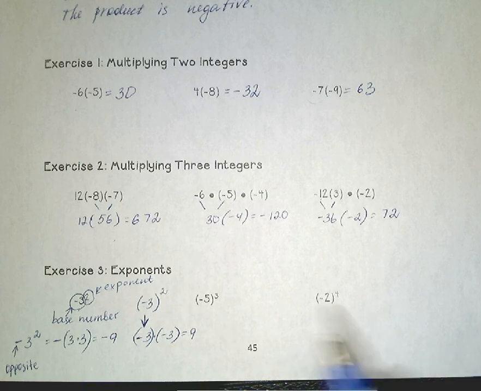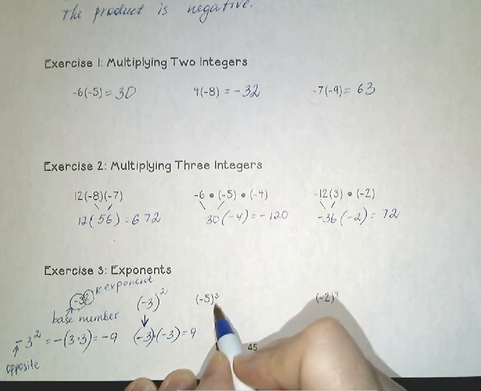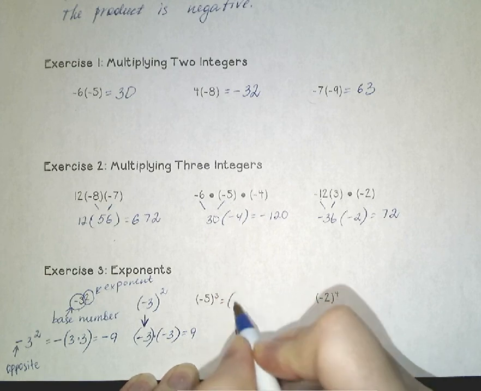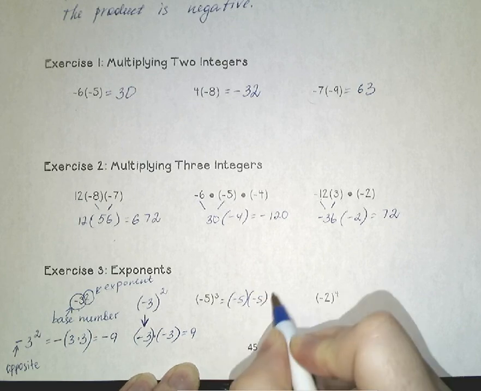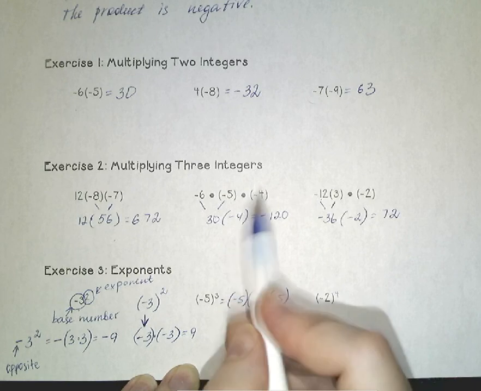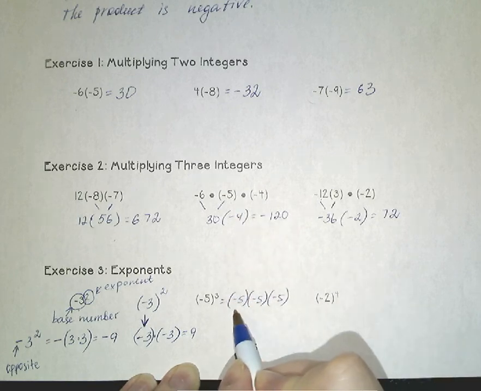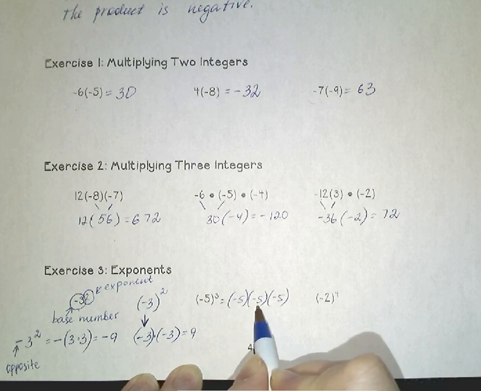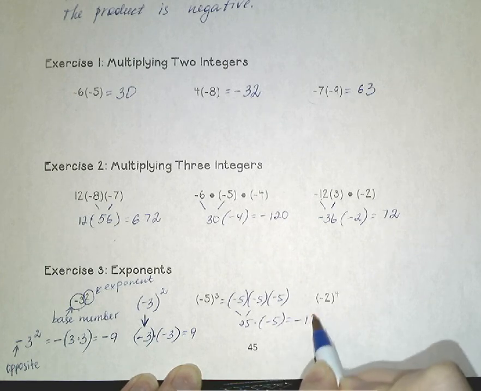Okay, -5 to the third power, and -5 is in parentheses, meaning it's -5 multiplied by itself 3 times. And this is just an example here. -5 times -5 is going to be +25, and +25 by -5 will give me a negative answer, -125.